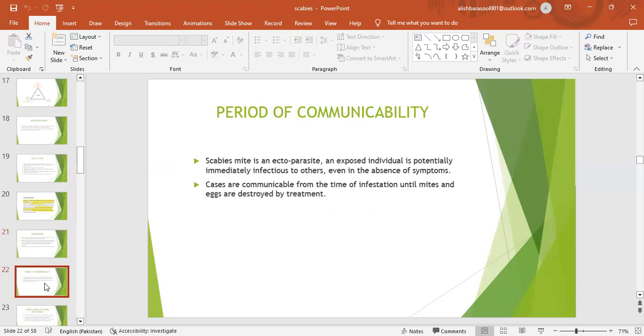Period of communicability. Scabies mite is an ectoparasite. An exposed individual is potentially immediately infectious to others, even in the absence of symptoms. Cases are communicable from the time of infestation until mites and eggs are destroyed by treatment.